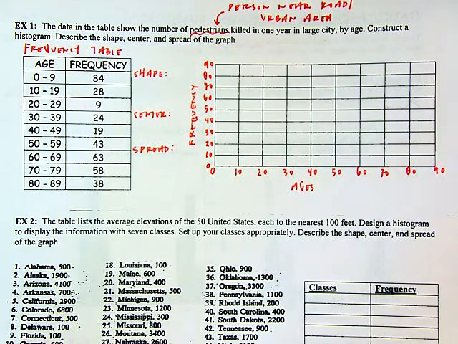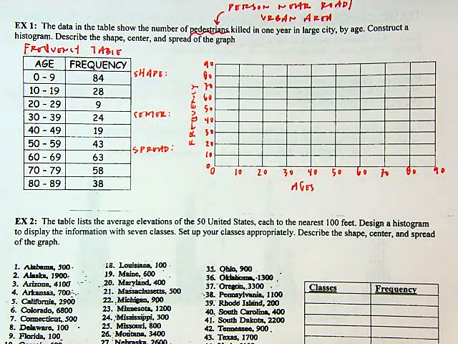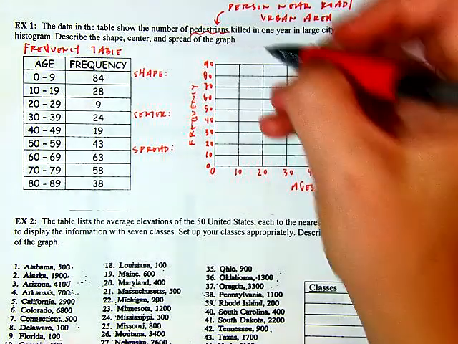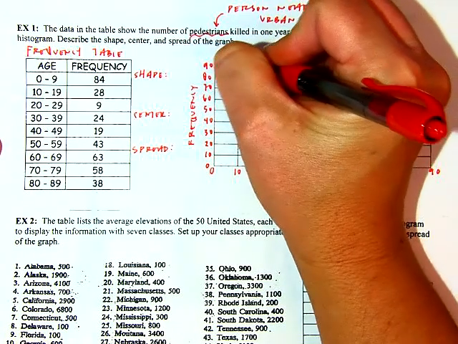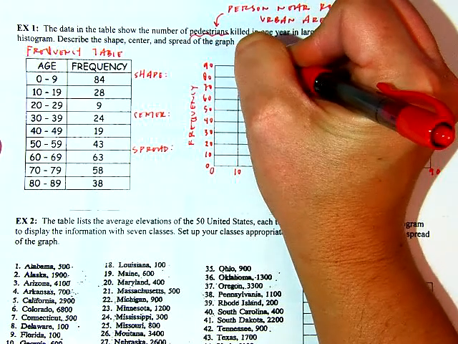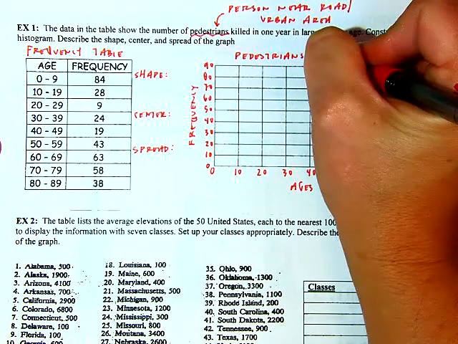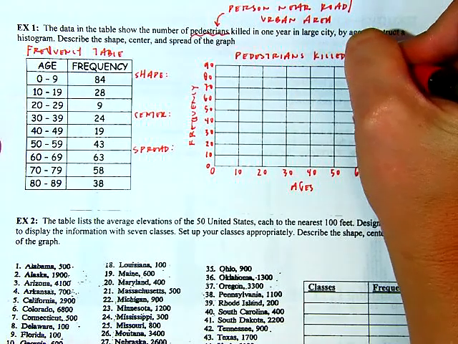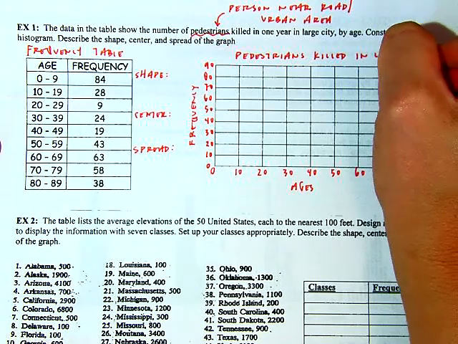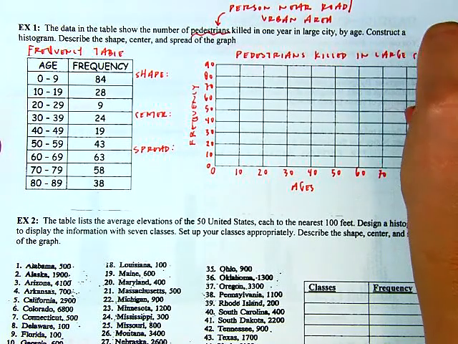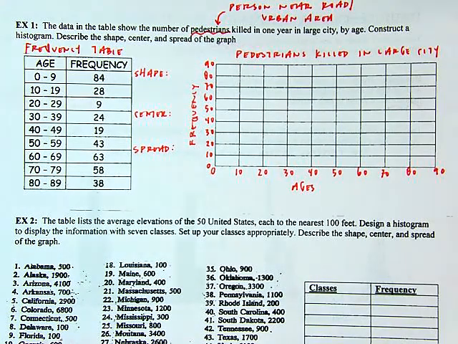Okay, I'm going to slap on a pretty title. So we're looking at pedestrians killed in a large city. Sorry, it's a little bleak example for today. So pedestrians killed in a large city, grouped by age. Okay, so I have my frame nice and built.